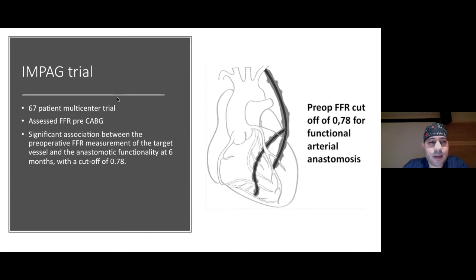This was the IMPACT trial, which is a study conducted here in Ottawa. 67 patients in a multicentre trial were assessed by FFR pre-CABG, and they showed a significant association between the preoperative FFR measurement of the target vessel and the anastomotic functionality at 6 months, with a cutoff value for the LAD of 0.78. So assessing lesions by FFR pre-CABG is helpful.